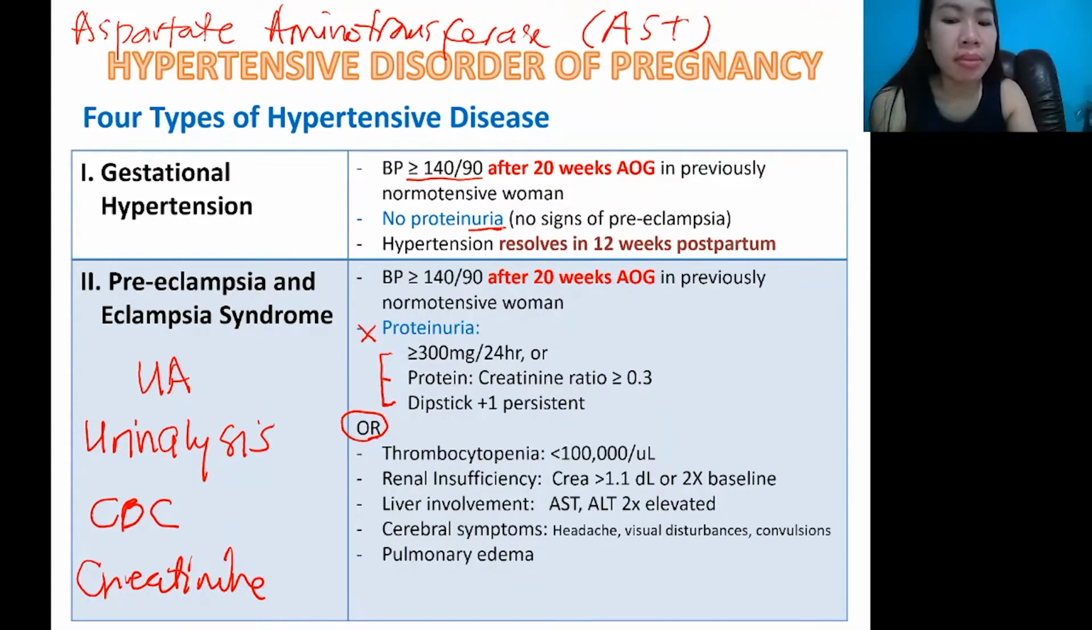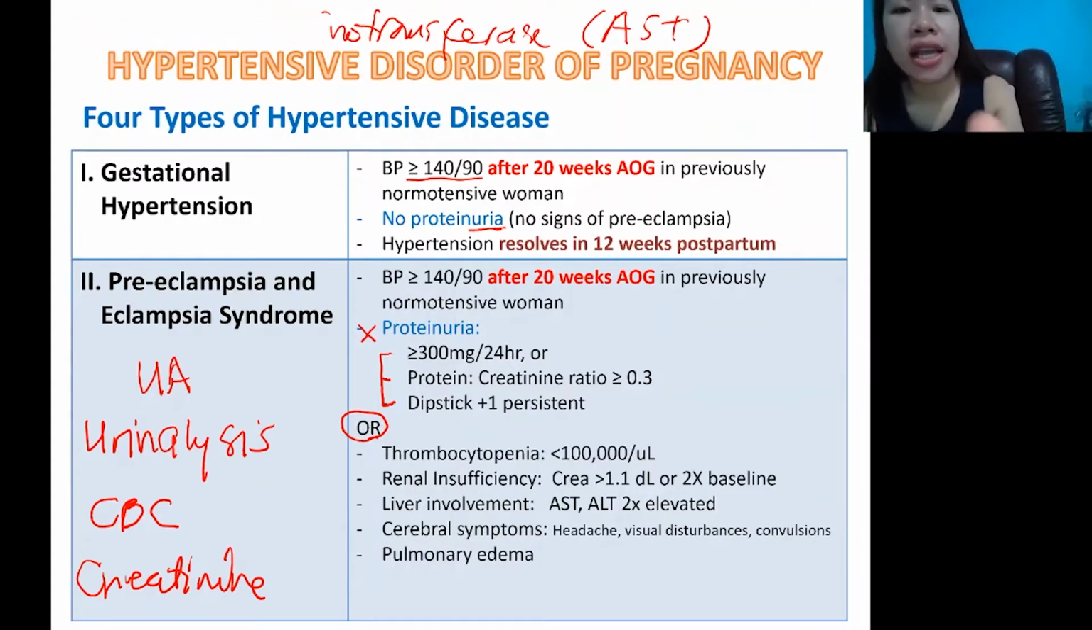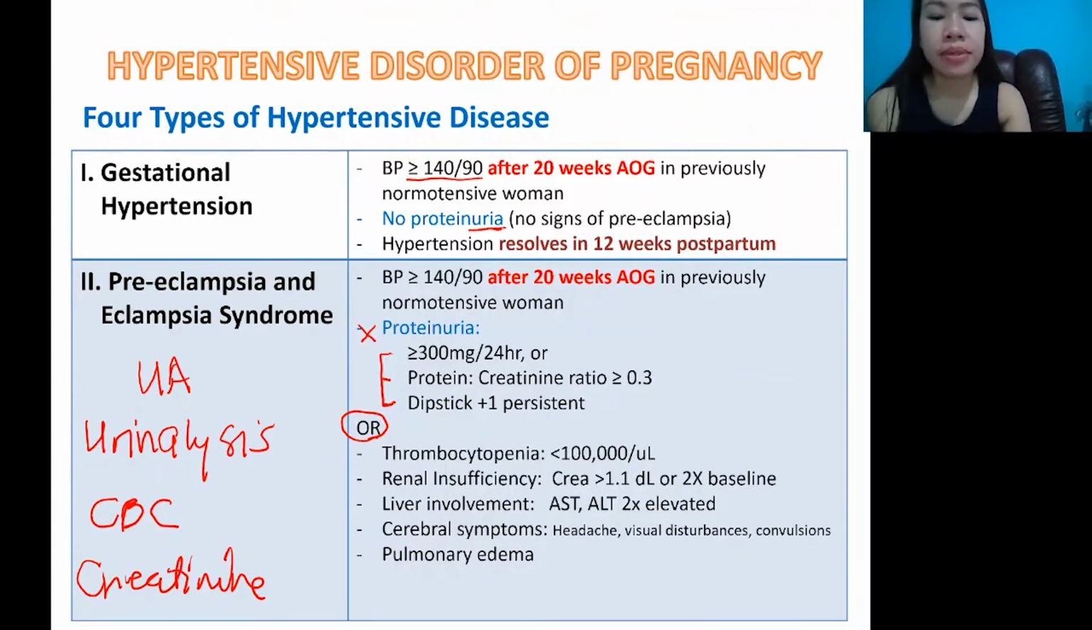ALT, alanine aminotransferase. Okay, papalitan mo lang yung aspartate, palitan mo siya ng alanine aminotransferase. Okay? So, ito, class, ay liver enzymes. So, next, we have cerebral symptoms.